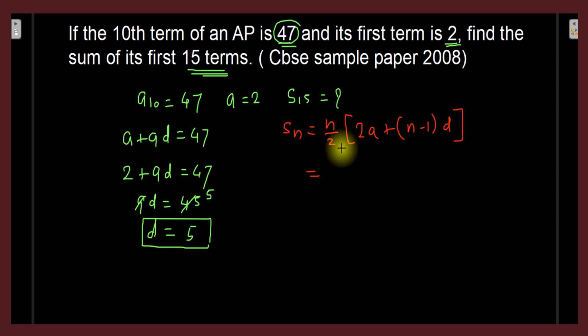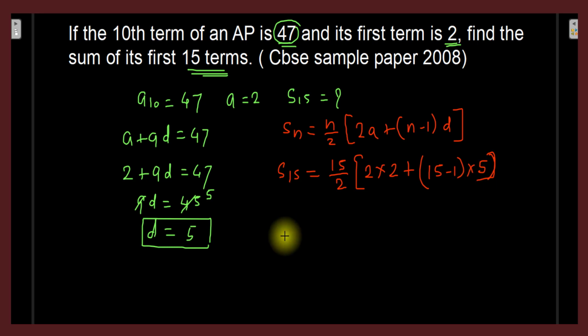So Sn is equal to n by 2. So we have to find the 15th term. So it will be S15, which is equal to 15 by 2 into bracket twice of a. A is 2, so 2 into 2, plus n minus 1, that n is 15, so 15 minus 1 into d, and d that we have calculated here as 5.